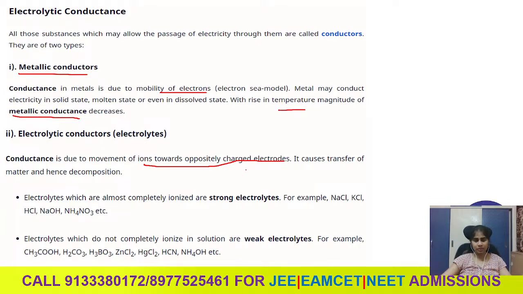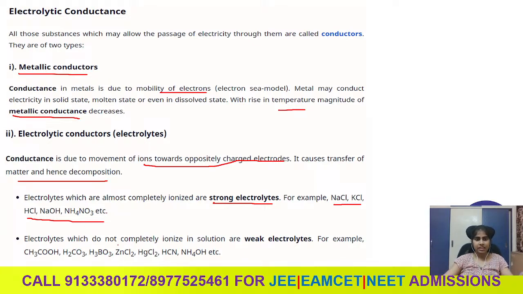We have seen this in both the cells, galvanic cell and electrolytic cell. It is caused by the transfer of matter and hence decomposition. One will be losing its electrons and one will gain electrons. And next, electrolytes which are almost completely ionized are known as strong electrolytes. Examples are NaCl, KCl, HCl, NaOH and ammonium nitrate.